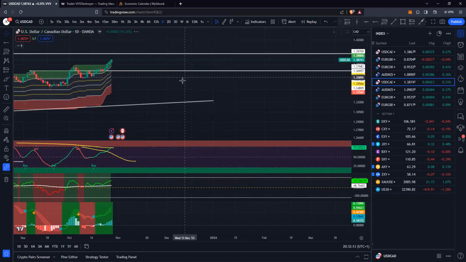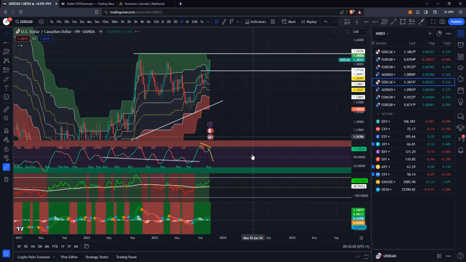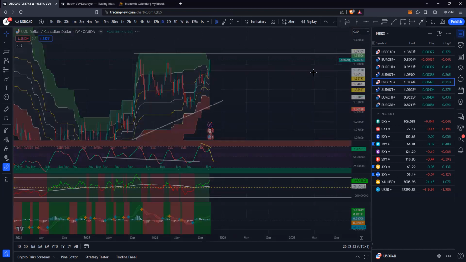Okay. And right now, even on daily and weekly, you see a bullish movement, but there is a chance for divergence. And like I said, it's not enough yet to confirm that we're gonna have a reversal move, right? This is the USD CAD.